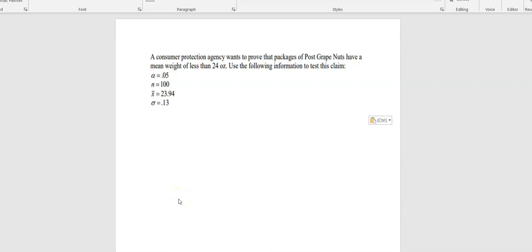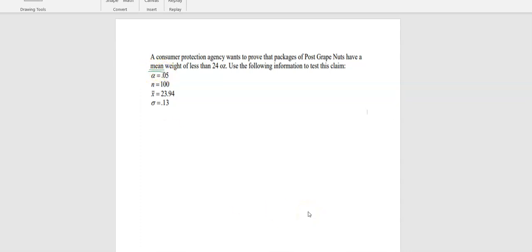A consumer protection agency wants to prove that packages of post-grape nuts have a mean weight of less than 24 ounces. We want to use the following information to test this claim. Alpha is 0.05, N, our sample size, is 100, our sample mean is 23.94, and our population standard deviation is 0.13. We are going to do a hypothesis test. Now let's note that this hypothesis test is for the mean.